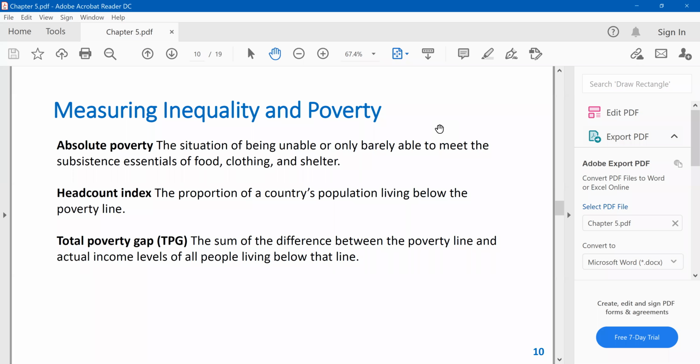Remember, the first week we actually talked about poverty, but now we're gonna be more specific about some definitions, right? One is this: absolute poverty is the situation of being unable or only barely able to meet the subsistence essentials of food, clothing, and shelter. All right. So remember Amartya Sen's approach, right? So we have objectives and values, and one of these is the basic sustenance of life, right? So we want the society at large to have enough income to pay for such subsistence goods. And by subsistence goods, we mean, of course, food, clothing, and shelter in general, right? So if you do not have enough income to meet these objectives, then there's absolute poverty.